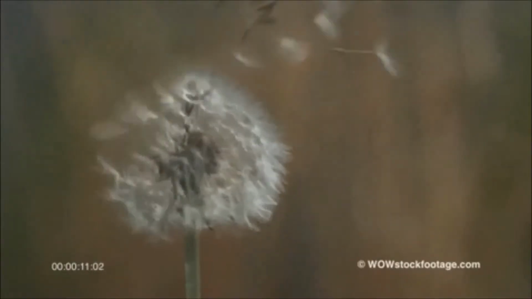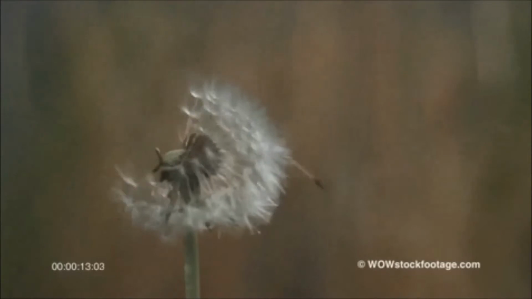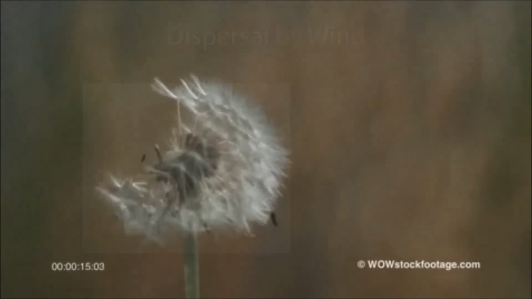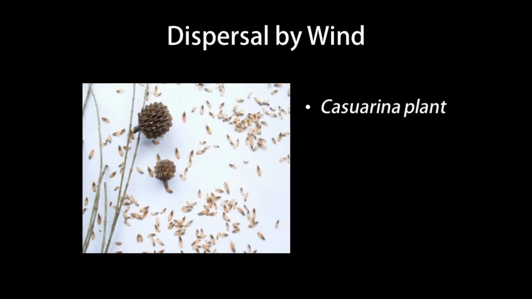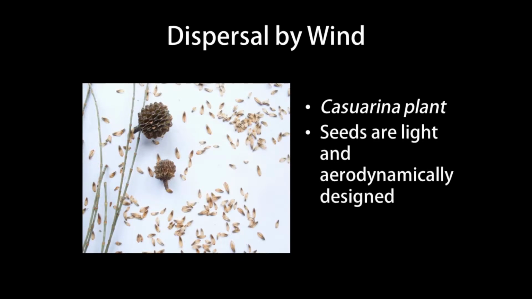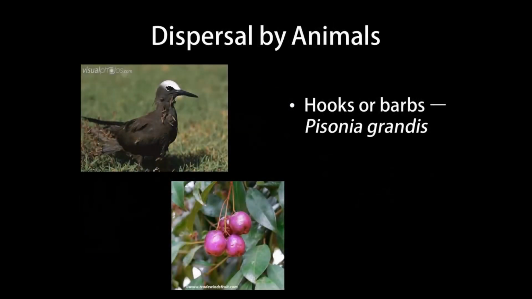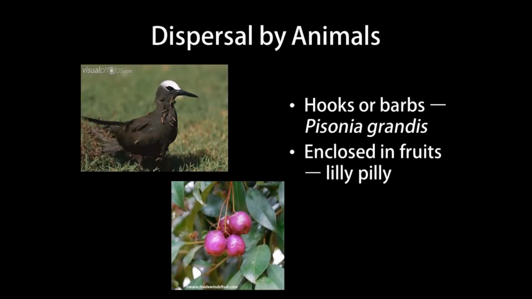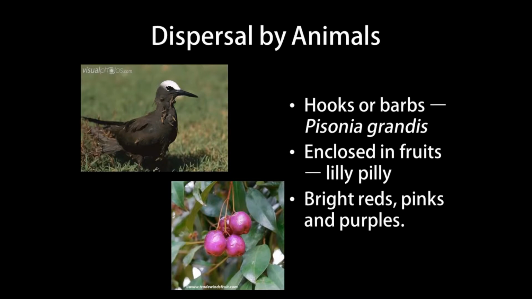Seed dispersal. Maximum seed dispersal is imperative to a plant to increase survival and prevent overcrowding. Some plants have seeds which are carried by the wind. These seeds, such as those from the casuarina plant, are light and aerodynamically designed in order to be carried long distances by the wind. Seeds may have hooks or barbs to cling to animals for long distances before falling, such as those of the Pisonia grandis pictured here on a bird.